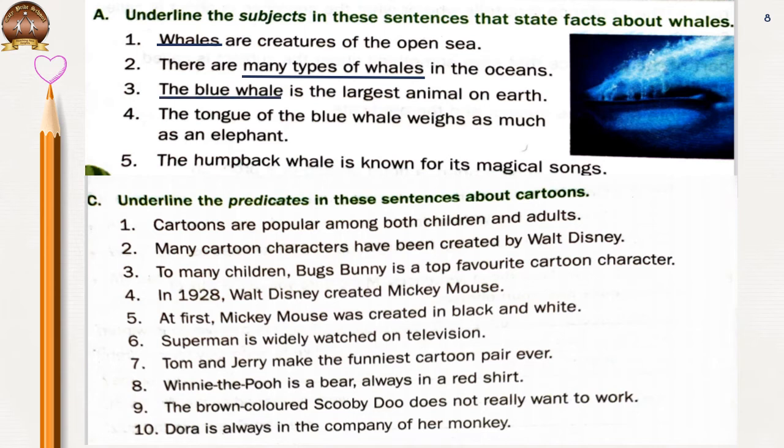The tongue of the blue whale weighs as much as an elephant. So the whole phrase, the tongue of the blue whale. Okay, the hunchback whale. Obviously, the hunchback whale, we identified them, right? So these are the subjects.